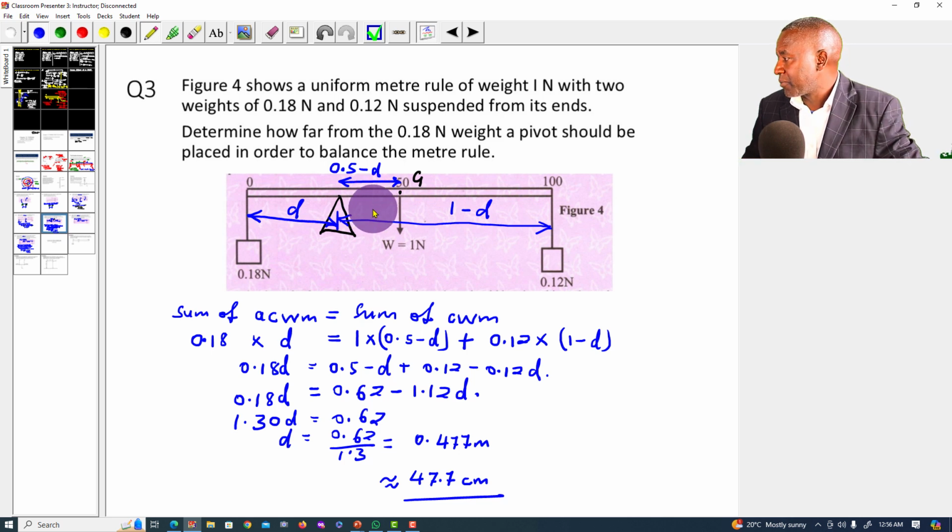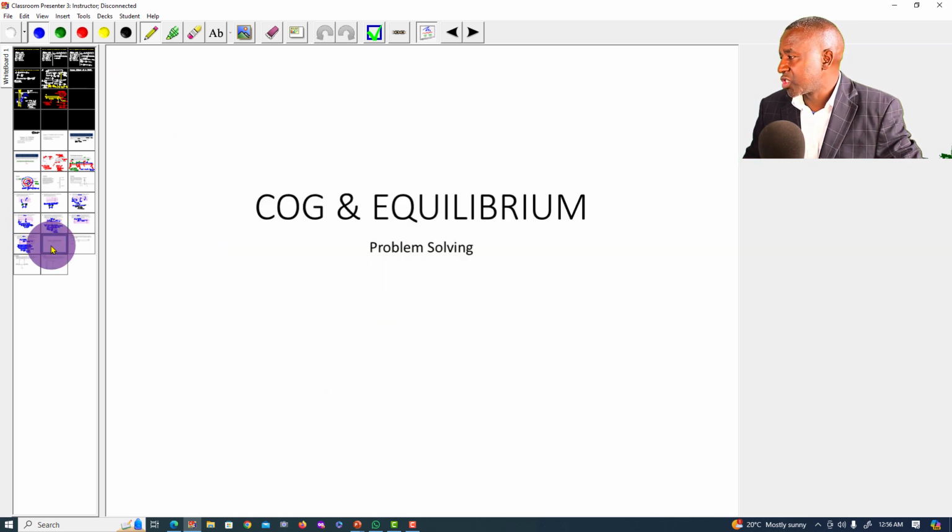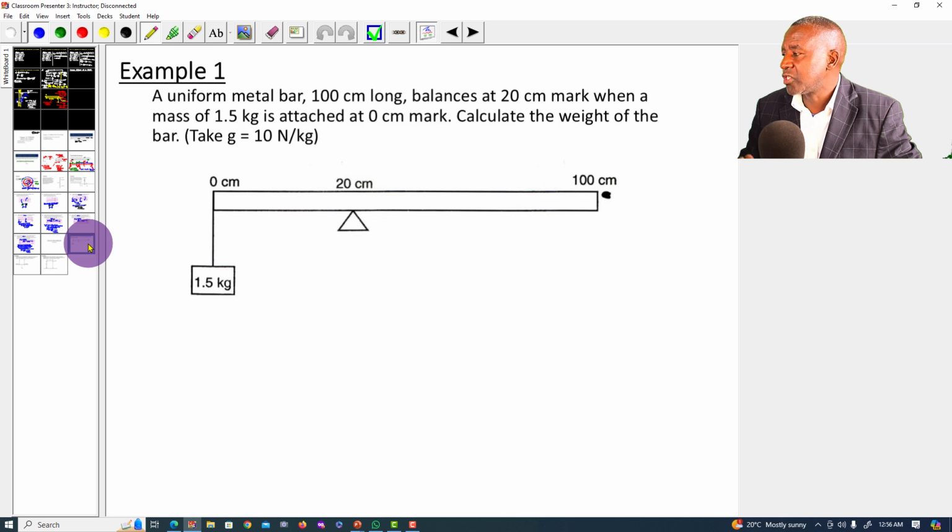Again, I have some questions here that I want us to consider in COG and equilibrium, and I want to go straight to the questions. Some of these questions are found in your course book, but that does not mean that when they are found in your course book that they are easy. In fact, it's important that you understand the questions in your course book before you go to any examination questions.